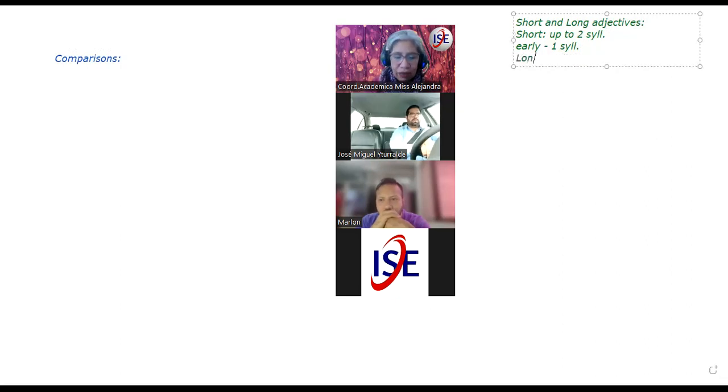And we have the long adjectives. More than 2 syllables. Comfortable, 3 syllables. Intelligent, 3 vowels, 3 syllables. Amazing, 2 vowels, 3 syllables. Okay, so first of all, when we use the comparisons and the superlatives, we need to understand or to learn about which kind of adjective it is.